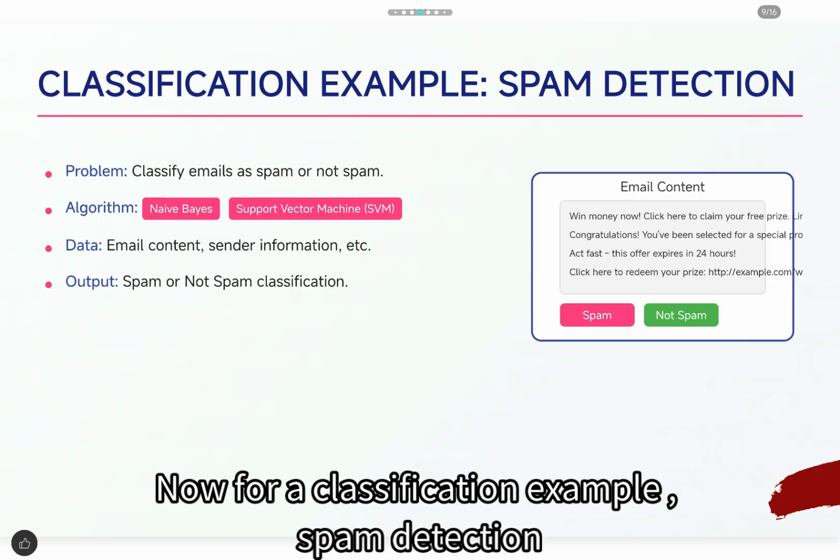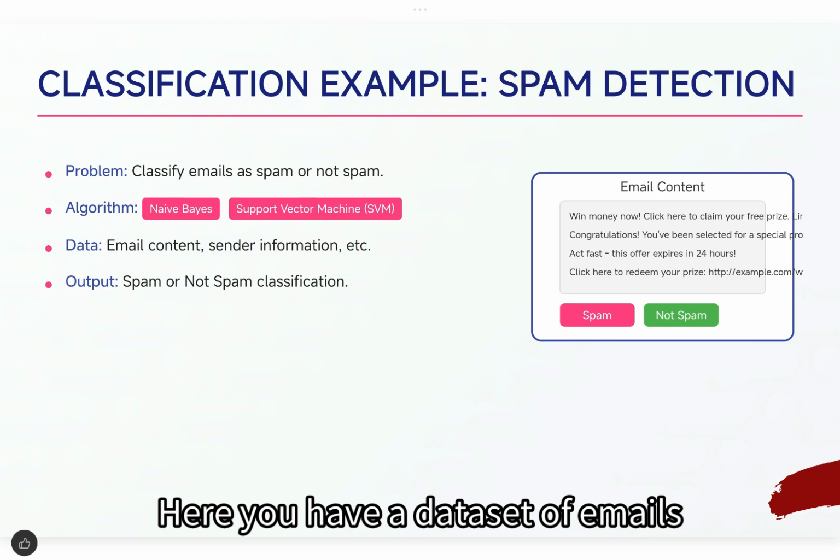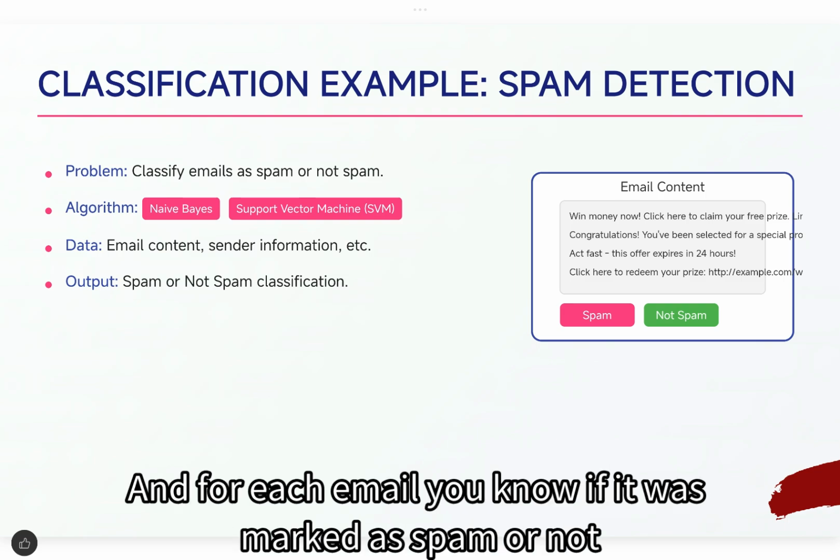Now for a classification example, spam detection. Here, you have a dataset of emails, and for each email, you know if it was marked as spam or not.